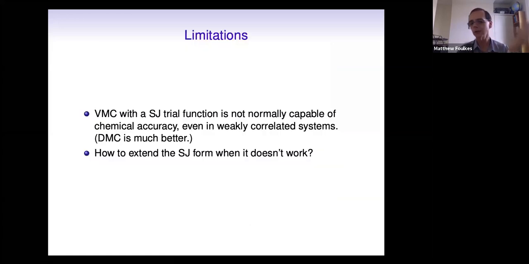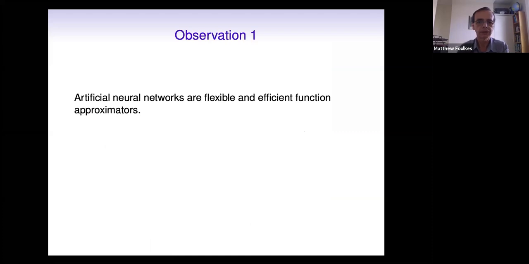Okay, but I've just said it's not chemically accurate. And what do you do when it doesn't work? So that was where we started off this work. And the first place we started was with the observation of the DeepMind guys, really. I must admit, I was really skeptical about neural networks until I started working on them. I'm now a convert. That artificial neural networks are flexible and efficient function approximators. So I'm not going to have time to explain them in detail, but that's really all they are.